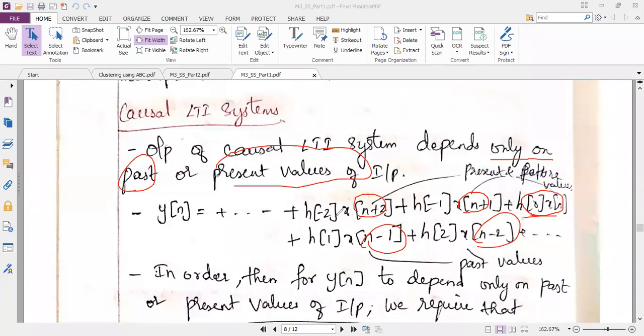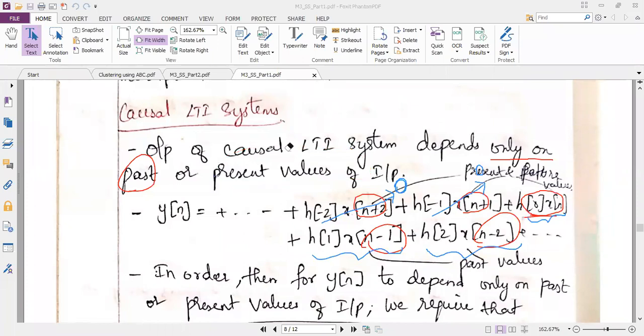So as per the causality system, I should not have any equation which has the future values of input. So I will be eliminating h of -2 into x of n plus 2. Similarly, I will be eliminating h of -1 into x of n plus 1. After eliminating these two terms, my output y of n is now having only three terms: h of 0 into x of n plus h of 1 into x of n minus 1 plus h of 2 into x of n minus 2.